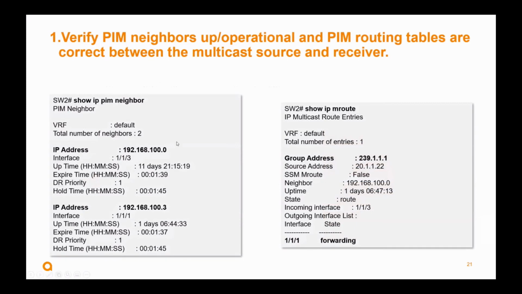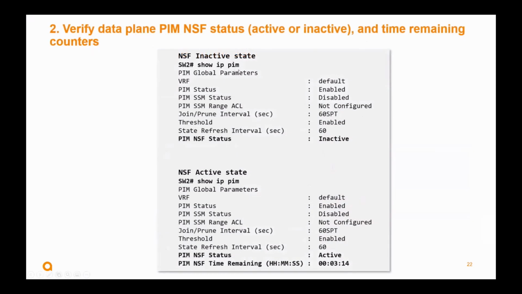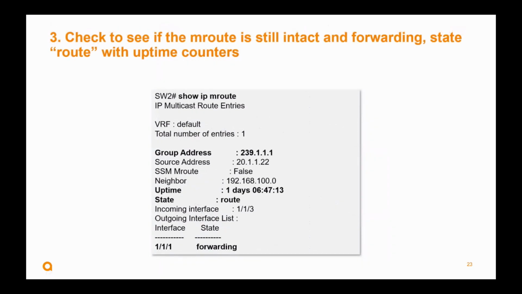So show ip pim neighbor, again the same commands that we spoke about. We see the PIM neighbors, the mroutes, the multicast source, and then the incoming interface and the outgoing interfaces. Important. And then show ip pim, we saw this earlier, but here we are part of the verification and troubleshooting. So we do see it's inactive. If you are in an active state, you're going to see that the nonstop forwarding state is active and the timer, 210 seconds. Show ip mroute. So we do see the state is routed. So this is basically what we're using for forwarding multicast streams.